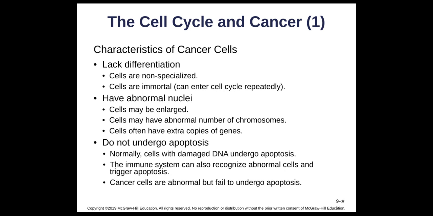They have abnormal nuclei. It could be really big. It could have a weird number of chromosomes. Often it will have extra copies of genes. It just isn't what the normal cells look like. And they don't go through apoptosis. Normally, cells that have damaged DNA, when they're going through the cell cycle, will go through apoptosis. The immune system can recognize these abnormal cells and trigger it, or those checkpoints trigger it. But cancer cells don't go through apoptosis, and so they will continue to make more of themselves.